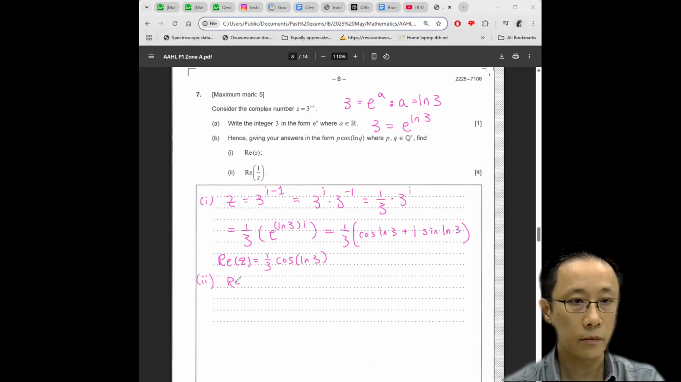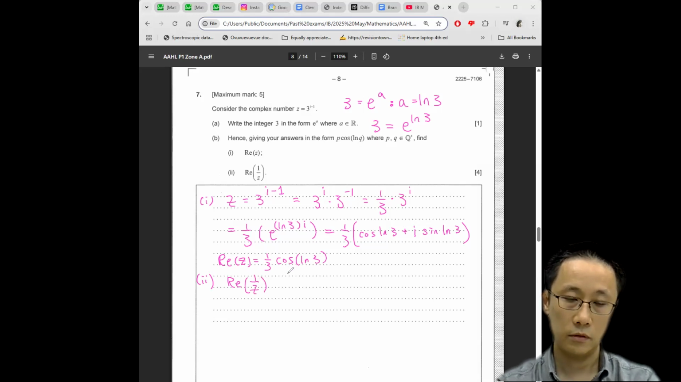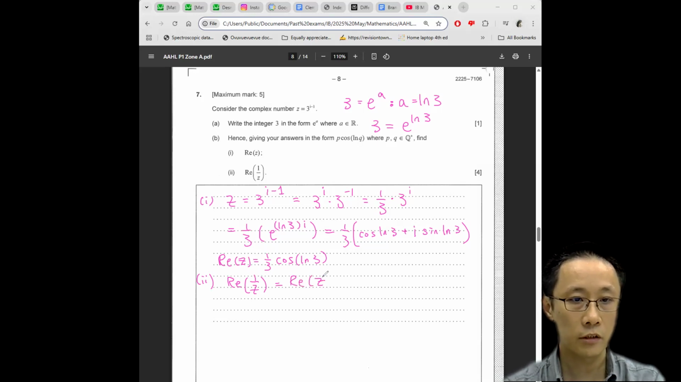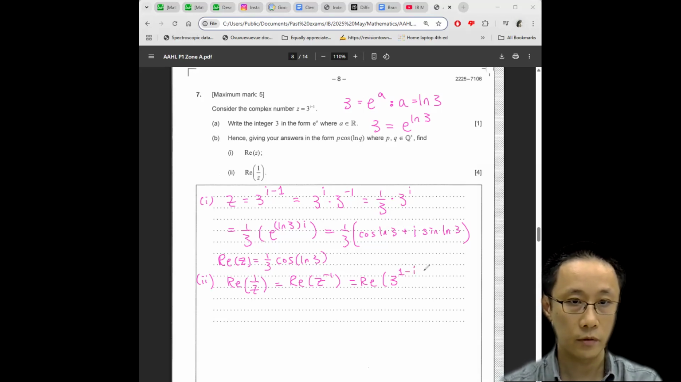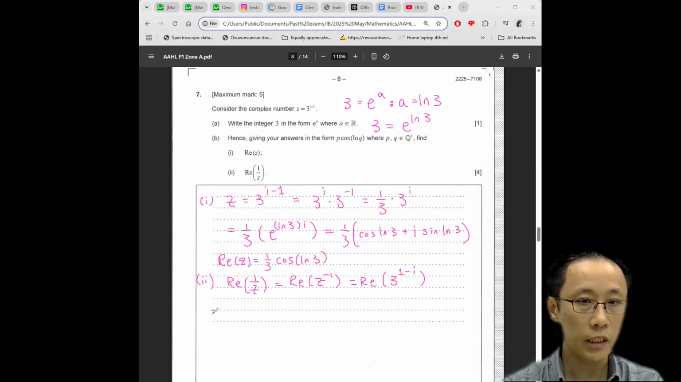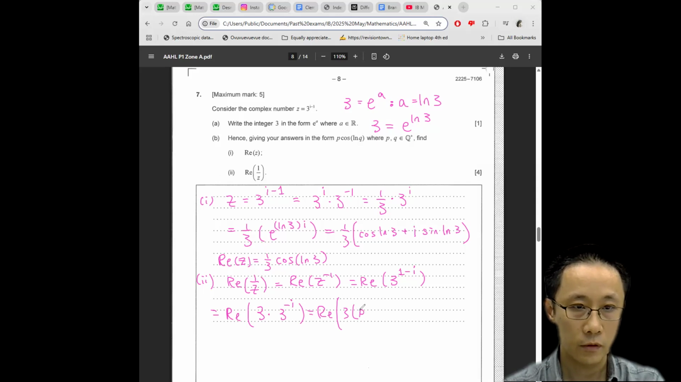The second part now, real part of the reciprocal of the original complex number. Taking a reciprocal is equivalent to power negative 1. So we're going to make the power the negative of the previous version. So we now have real part of 3 times 3 to the negative i, e to the ln 3 times negative i, which I'll write like this.